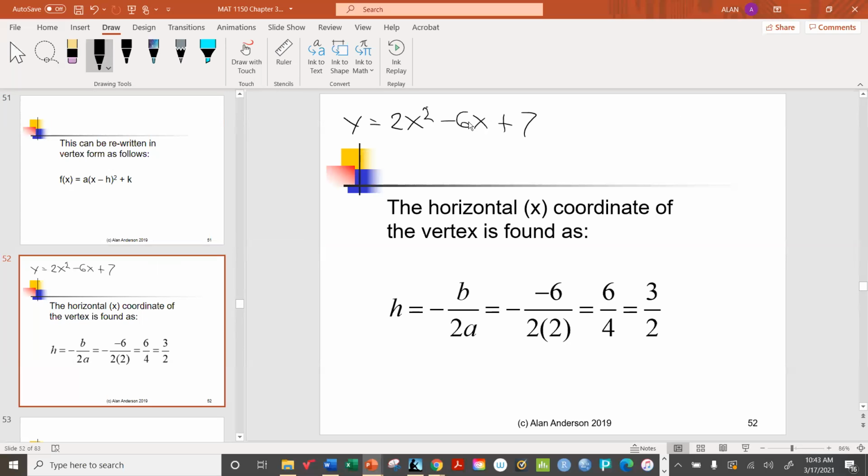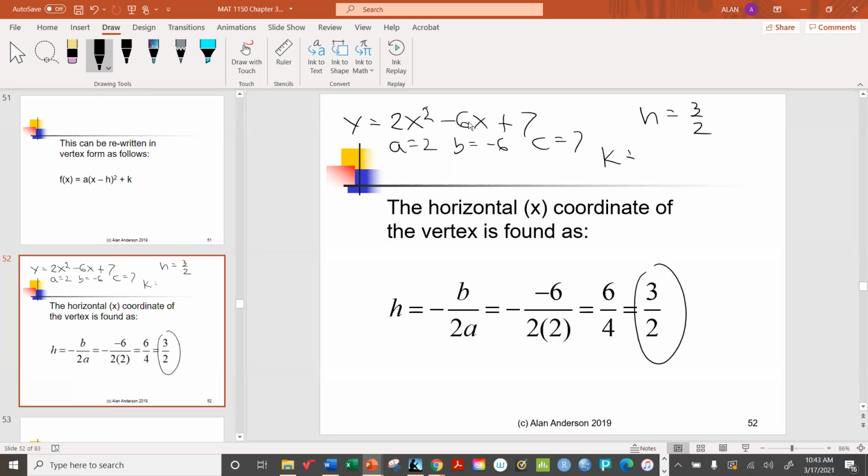All right, anyway, so this is a 2-step process to find the vertex. H equals negative b over 2a. Now, clearly in this case, you can see that a is 2, b is negative 6, c is 7. When you plug in minus b over 2a, you get 3 halves. So now you know that h is 3 halves.